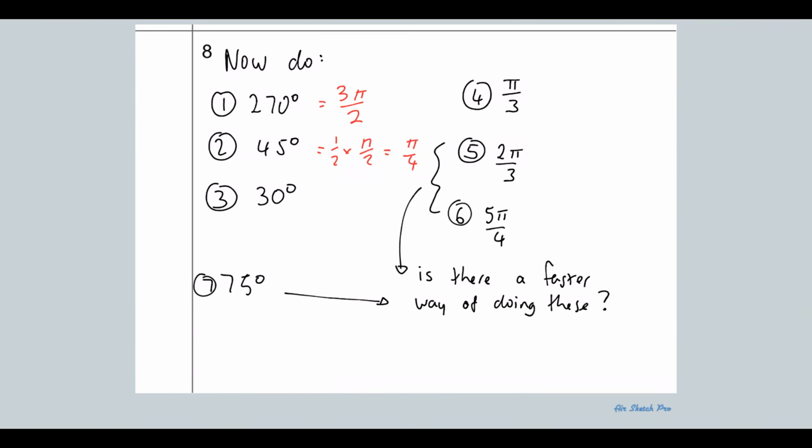See what I mean? Now, I was expecting you to just use the formula. I wanted you to practice it. So don't get me wrong, the formula definitely works, but sometimes a bit of nous works as well to make it more efficient for you to solve these problems. 30 degrees is going to be a third of 90 degrees. So it's pi on 6. There you go. Pi on 3 is twice pi on 6, so that's got to be 60 degrees.